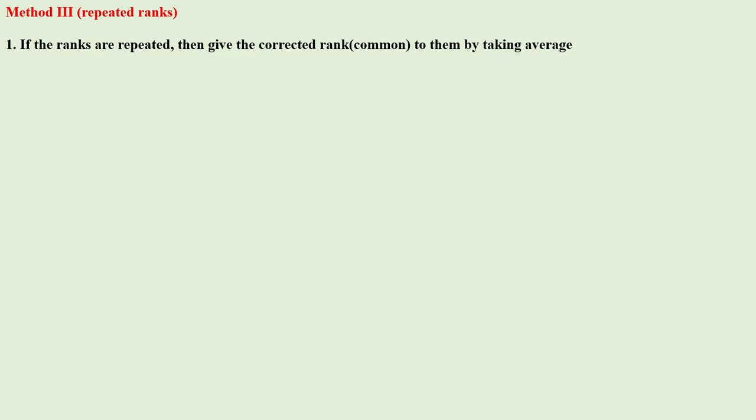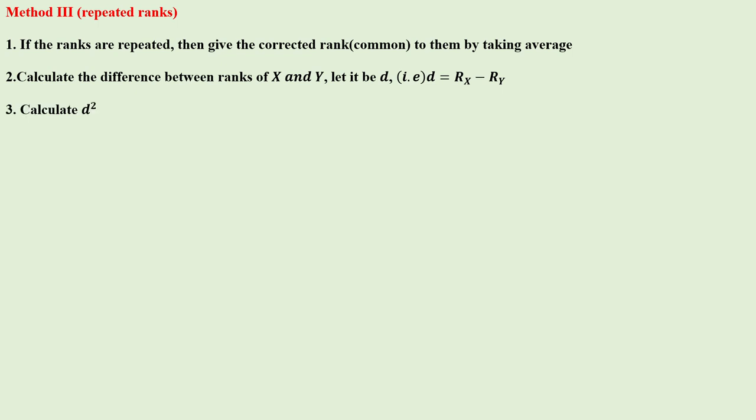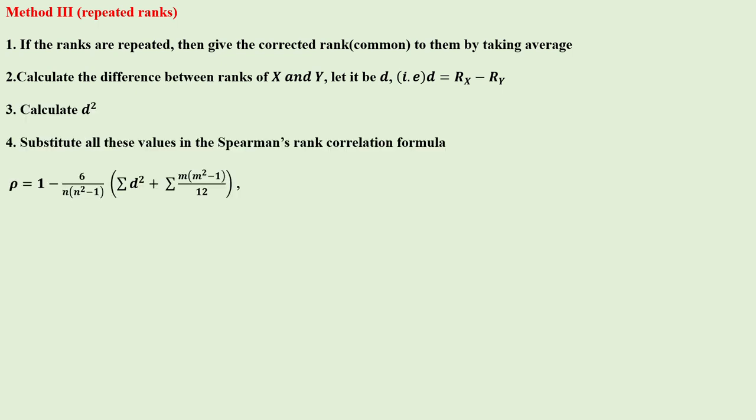Suppose ranks are repeated. Suppose there are two numbers, for example 50, 50, or marks of two persons, 100, 100. Then they share the first rank. For repeated ranks, give the corrected rank to them by taking the average. You take the average and then find the difference, calculate d square, then substitute in the formula.